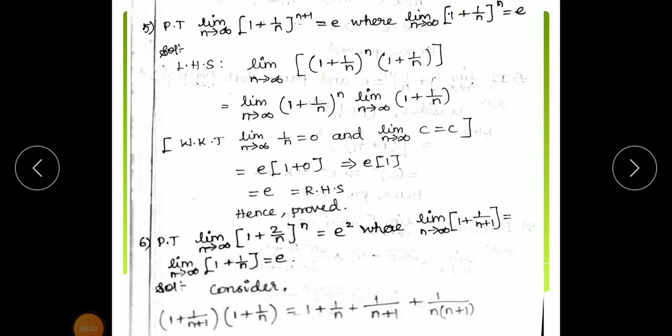Next problem, limit n tends to infinity (1 + 2/n)^n equal to e squared, where limit (1 + 1/(n+1))^n equal to limit (1 + 1/n)^n, which is equal to e. So consider (1 + 1/(n+1)) into (1 + 1/n). So take it as a multiplication, and this can be written in the term of 1 plus 1/(n+1) plus 1/n plus 1/(n(n+1)) and so on. So multiply the upper term, that is the numerator, and leave the denominator here.